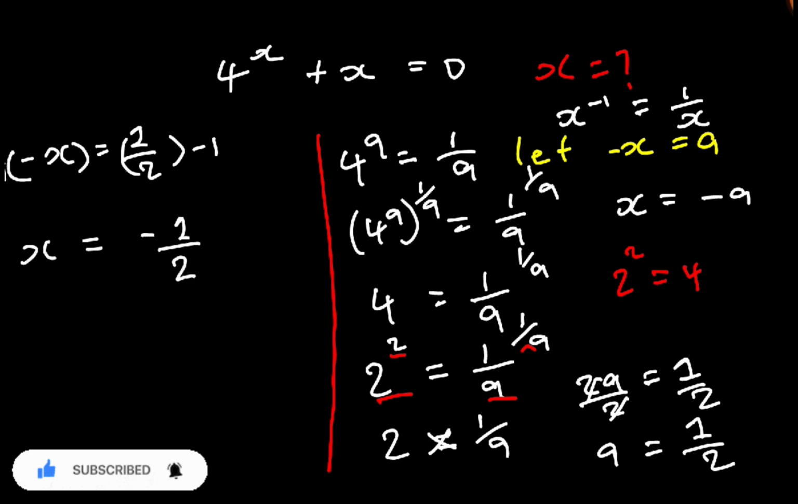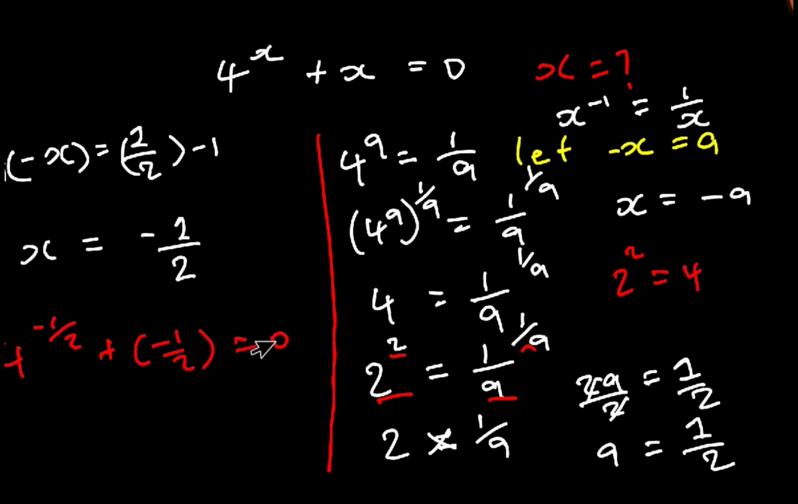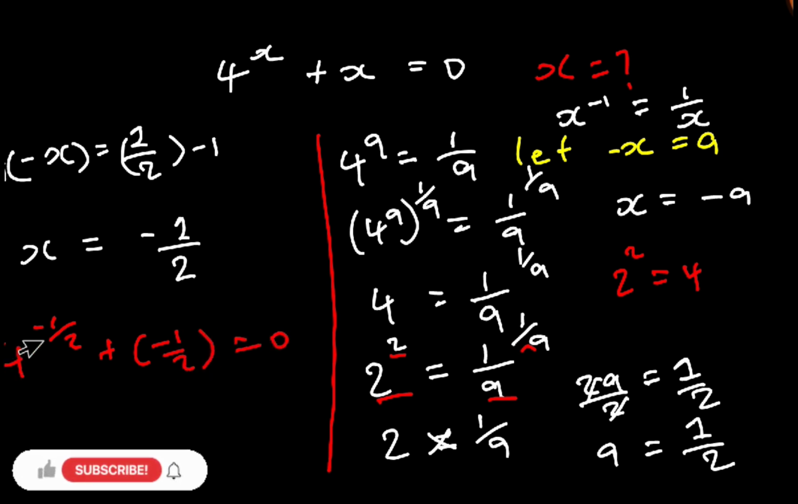But to confirm that is the answer, let's check. Let's plug in the value of this x into this original equation. So we have 4 raised to the power of negative 1 over 2 plus negative 1 over 2. Let's see if it will give us 0. So 4 raised to the power negative 1 over 2 can be written as 1 over 4 raised to the power 1 over 2. And then plus times minus is equal to minus. We have 1 over 2.